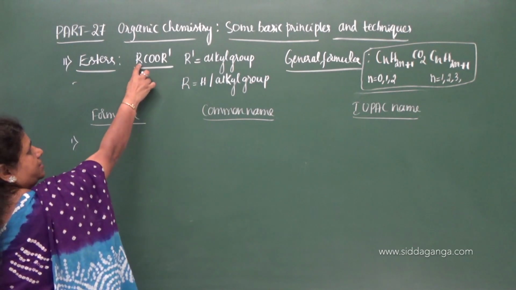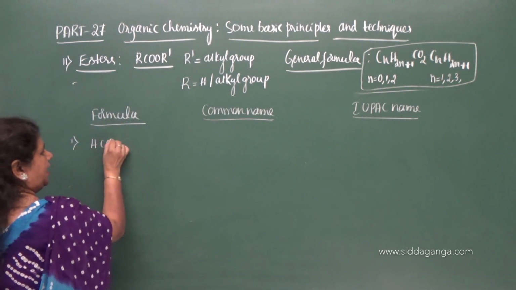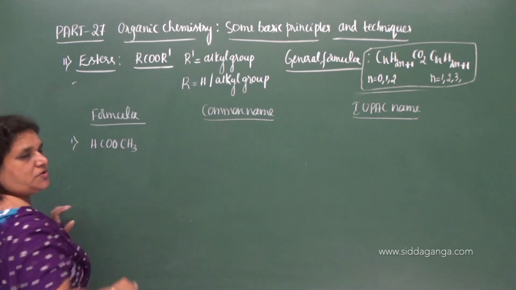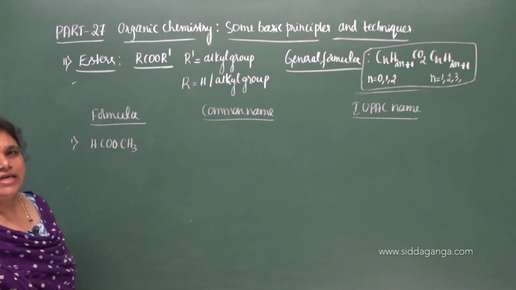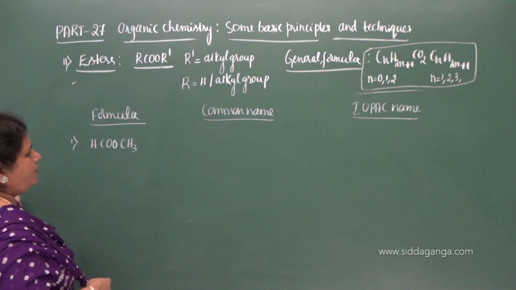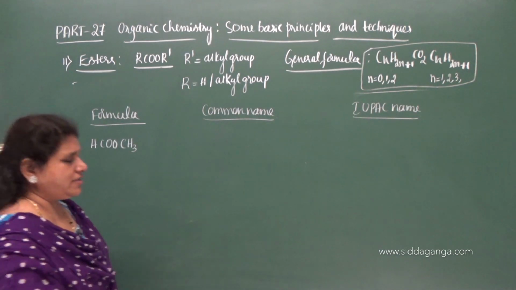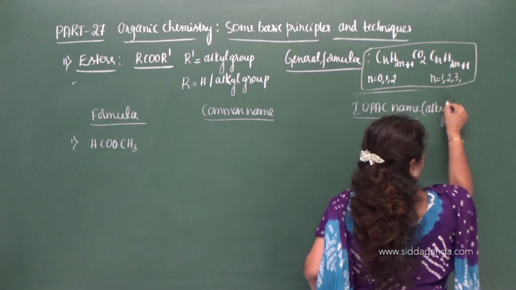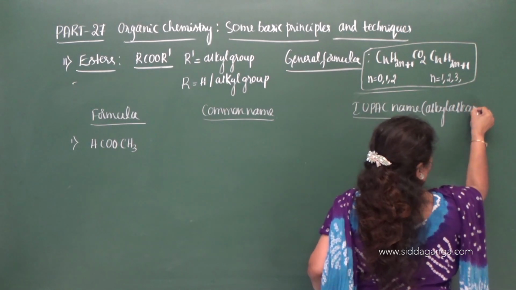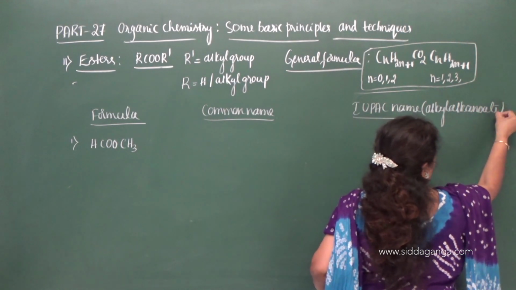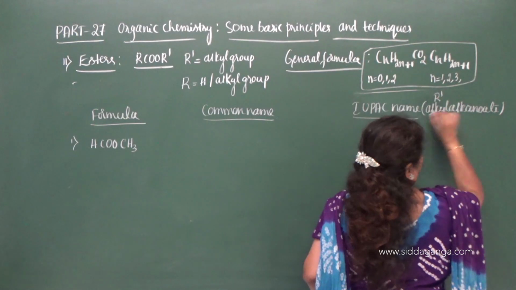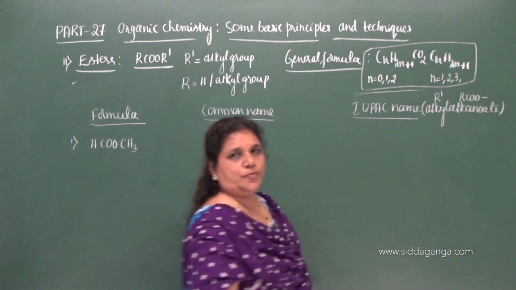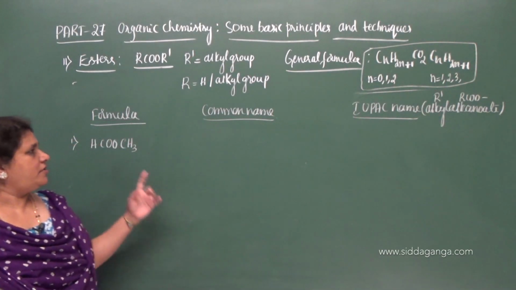So I replaced R by H, and as we know this R dash will be an alkyl group. So the first alkyl group is CH3. Therefore HCOOCH3. And what is the IUPAC name here? The IUPAC name here is alkyl alkanoate. Alkyl group is R dash, alkanoate is the RCOO group. Clear?